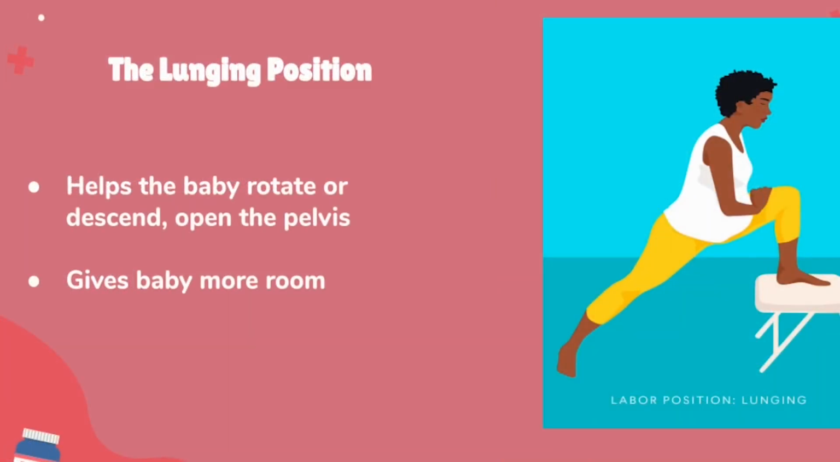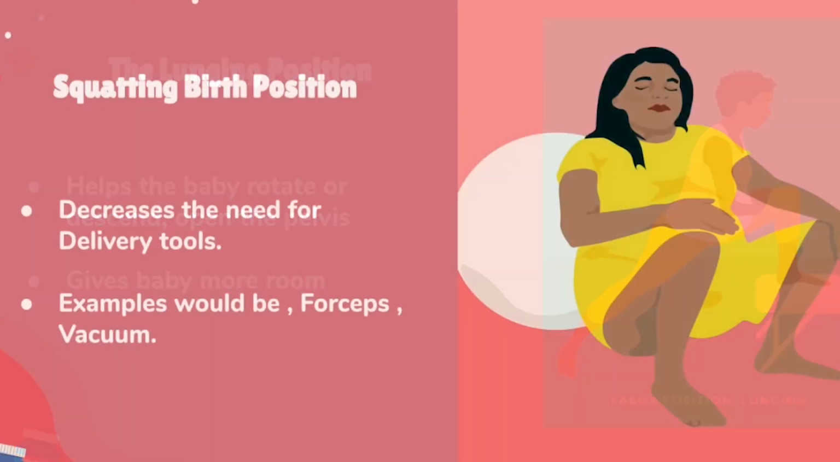The lunging position: lunging may not sound like a good idea, but lunging is a good exercise since it helps the baby rotate or descend towards the correct position. This also opens up the pelvis so that the baby could have more room. Squatting: along with this is that gravity is on your side. When it comes to delivery, this also helps decrease the need for delivery tools such as forceps or vacuum.